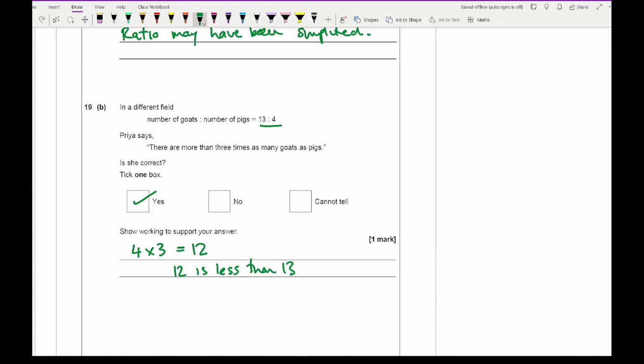So whatever the number of pigs are, you're going to be dividing it by 4, times it by 13. That will always give you an answer that's going to be more than 3 times, because 13 is more than 3 times bigger than 4. So something along those lines would be absolutely fine for you to write. So let's just write that down. So here we can say that 13 is more than 3 times bigger than 4. So again, something along those lines would be absolutely fine.